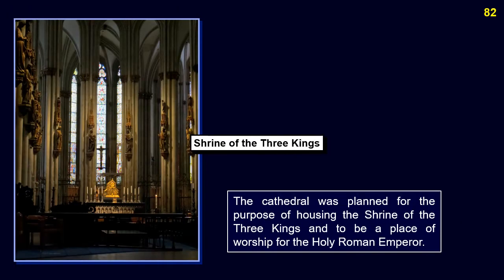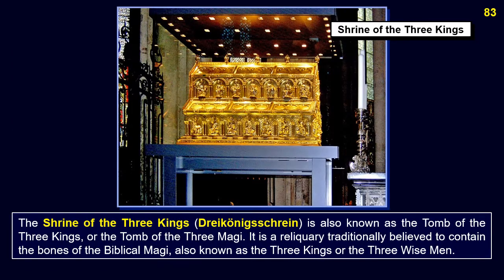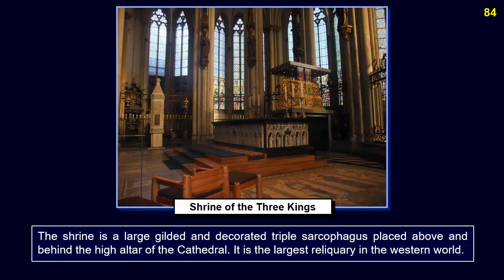The cathedral was planned for the purpose of housing the Shrine of the Three Kings, and to be a place of worship for the Holy Roman Emperor. The Shrine of the Three Kings, Drei Königsschrein, is also known as the Tomb of the Three Kings, or the Tomb of the Three Magi. It is a reliquary traditionally believed to contain the bones of the biblical Magi, also known as the Three Kings, or the Three Wise Men. The shrine is a large gilded and decorated triple sarcophagus, placed above and behind the high altar of the cathedral. It is the largest reliquary in the Western world.